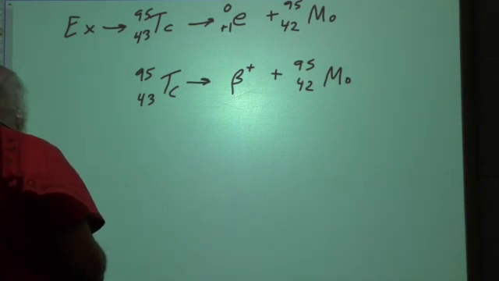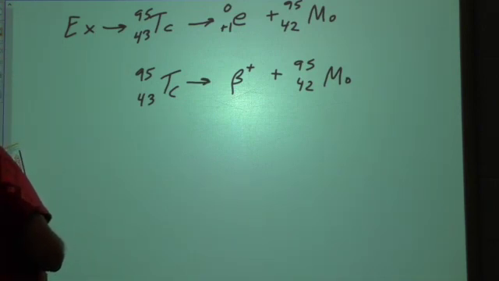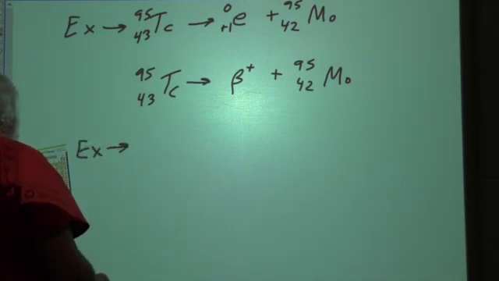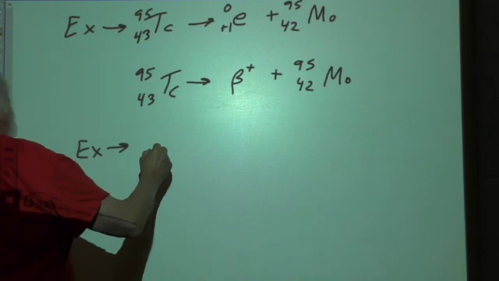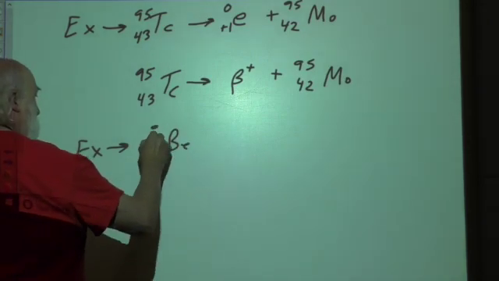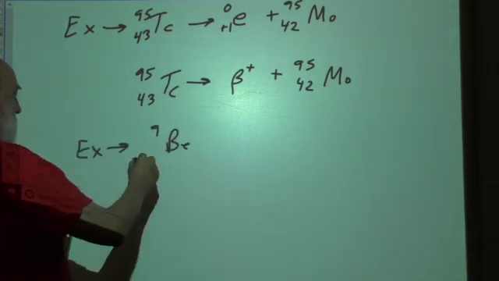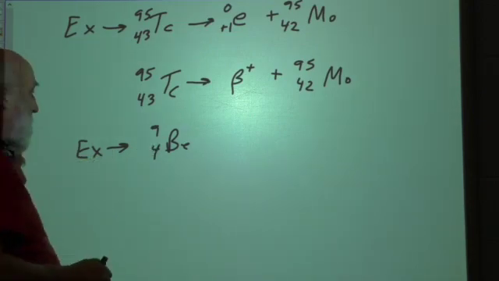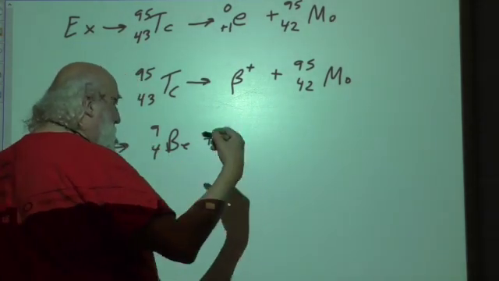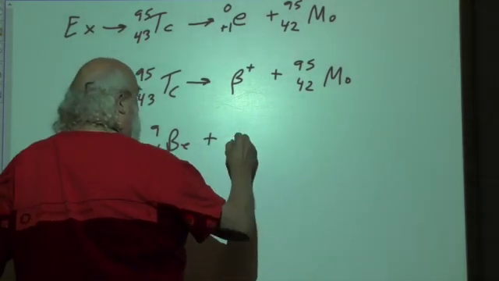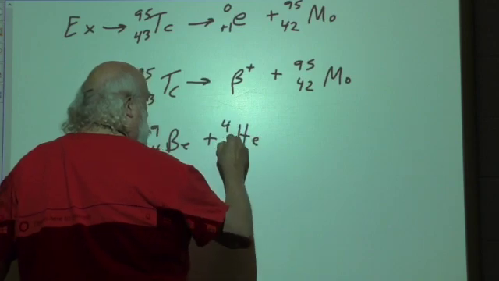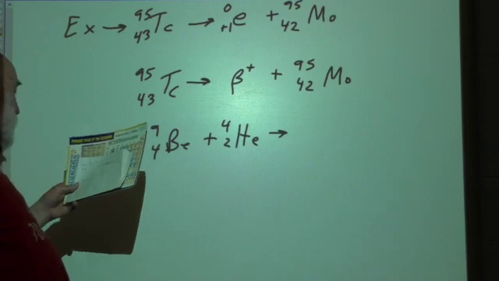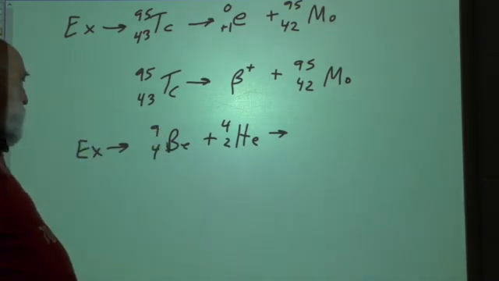The last one is a bombardment problem. And for this one, we're going to be taking beryllium-9, and if you take a look on the chart here, beryllium is element number 4, and we're going to bombard it with an alpha particle. So that means we're going to add to the nucleus of the beryllium helium-4,2. And it says that you're going to create carbon-12 and a neutron.